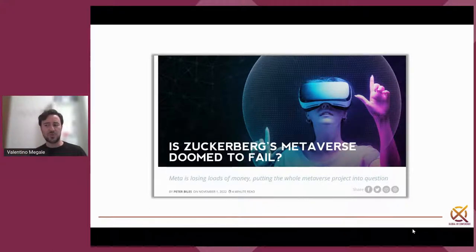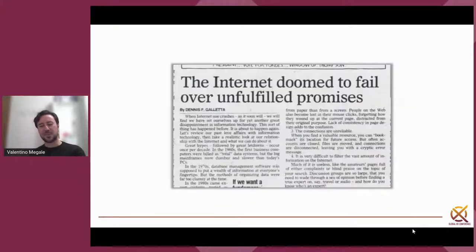But to understand what could happen with the metaverse, what could happen with immersive technologies in the next years, I'd like to look a little bit at the past. If we go back to the 90s, reading newspapers in the 90s, we were able to find titles like this: the internet is doomed to fail over unfulfilled promises. It's definitely the same kind of title that we can find today about the metaverse and many other technologies, also about Web3, the crypto world, and so on.